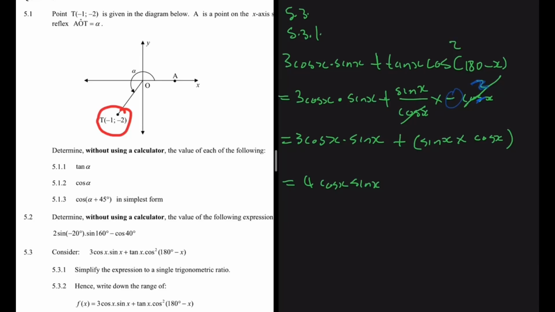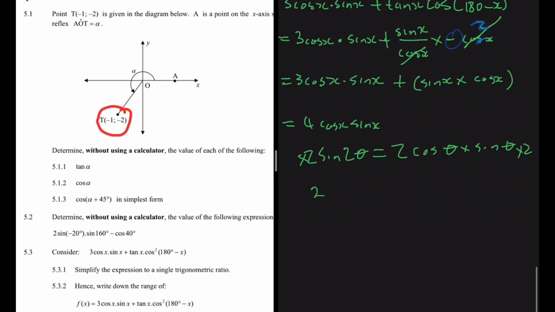So we can apply another trig identity. In trigonometry, you have to know all the trig identities by heart. There's no other way. So we know fully well that sine of 2 theta is equals to 2 cos theta multiplied by sine of theta. If you multiply both sides by 2, you get 2 sine of 2 theta is equals to 4 cos of theta multiplied by sine of theta.